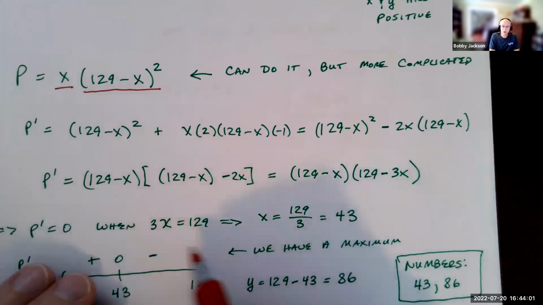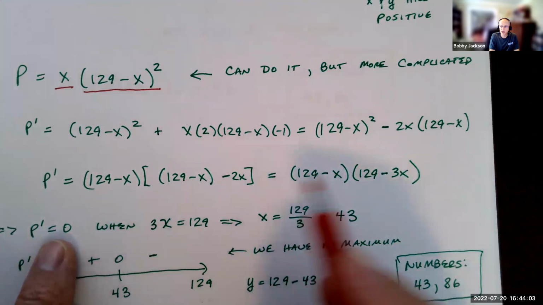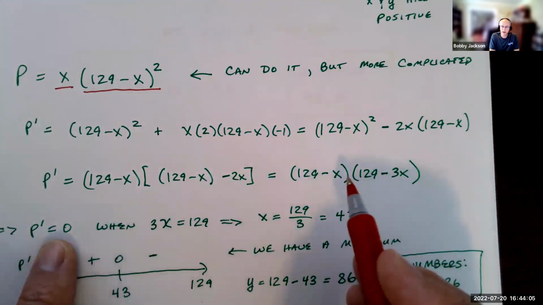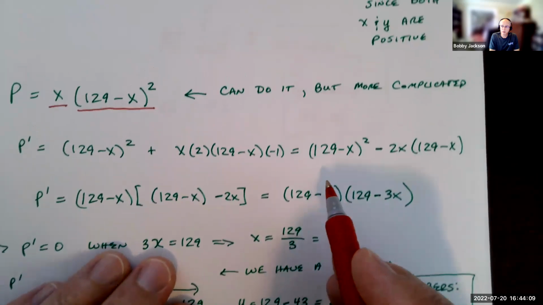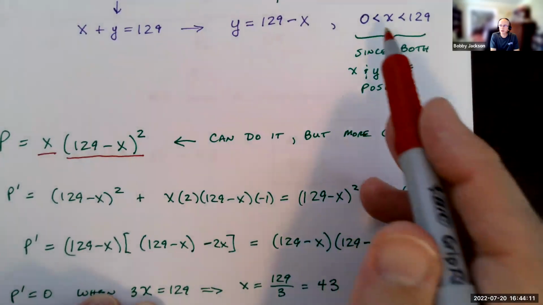So critical numbers are where the derivative is 0 or undefined. Well, this expression is never undefined for any value of x. It is 0 when x is 129, but remember our restriction: x had to be less than 129.